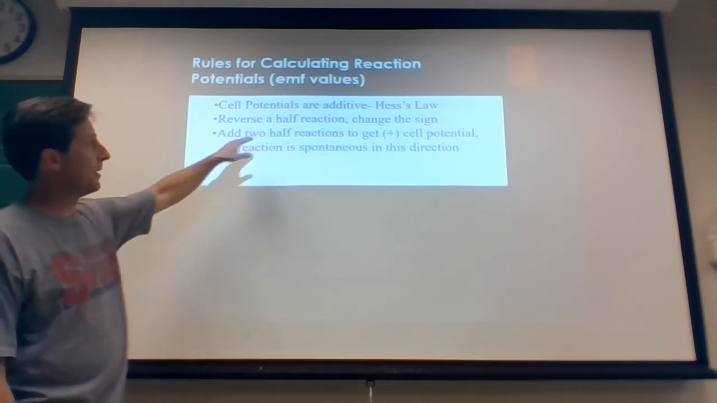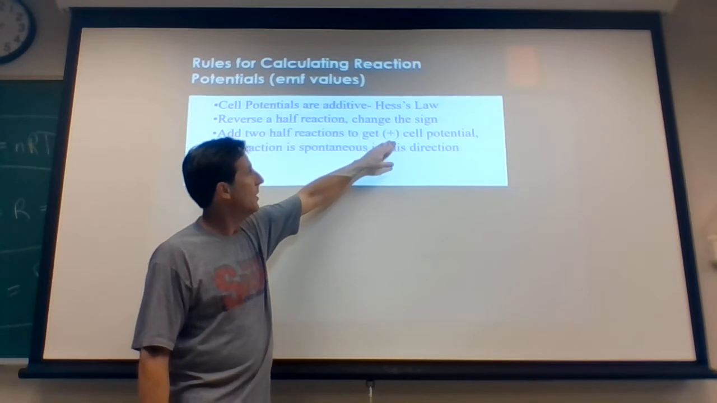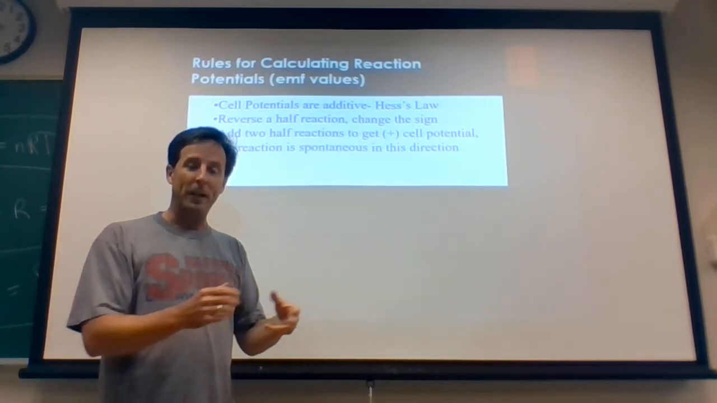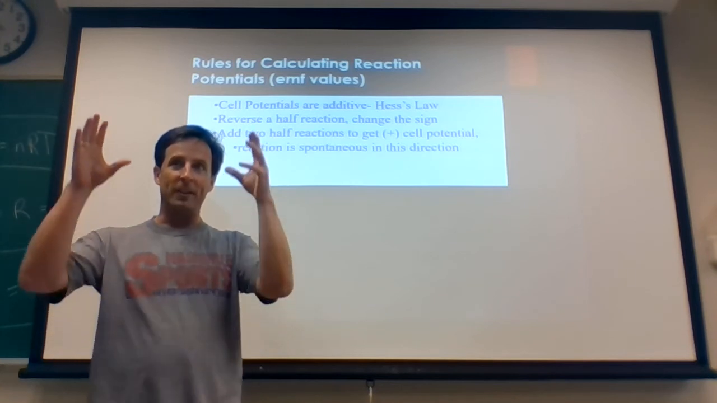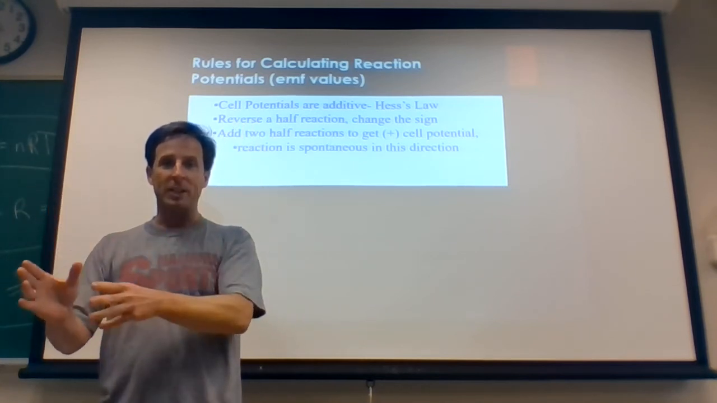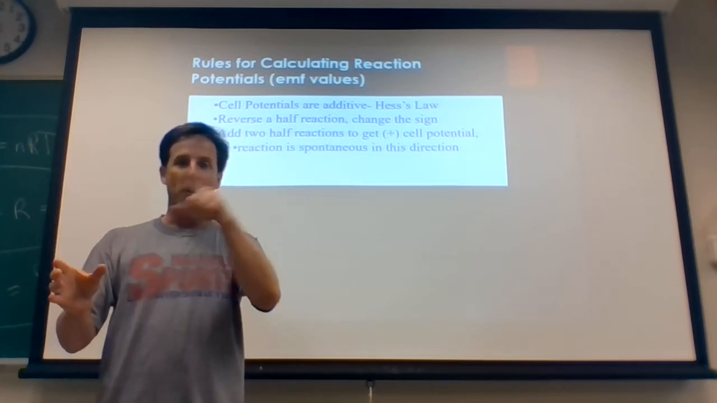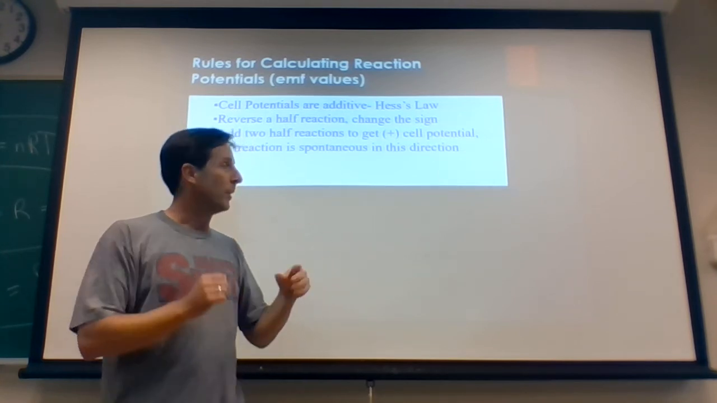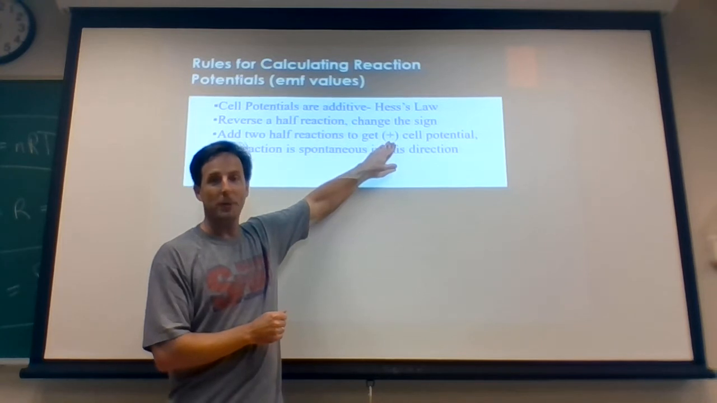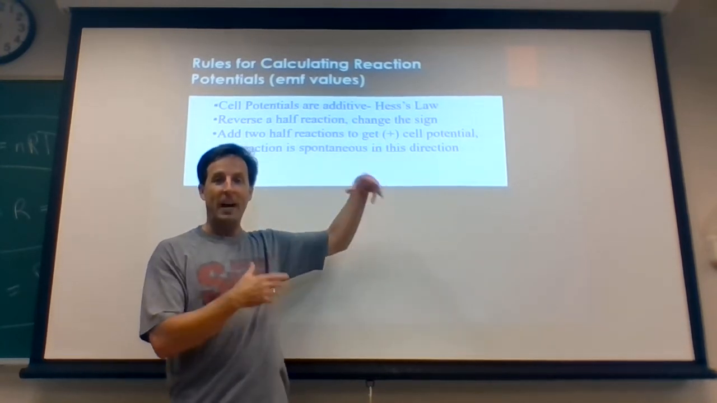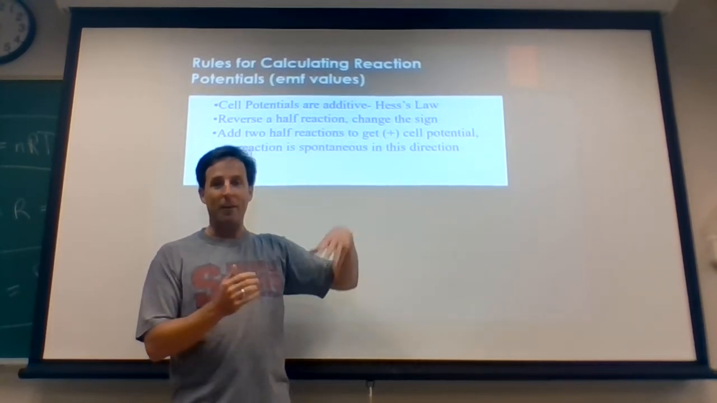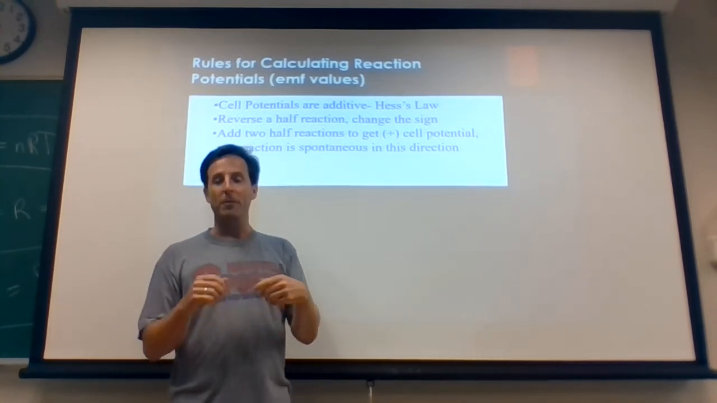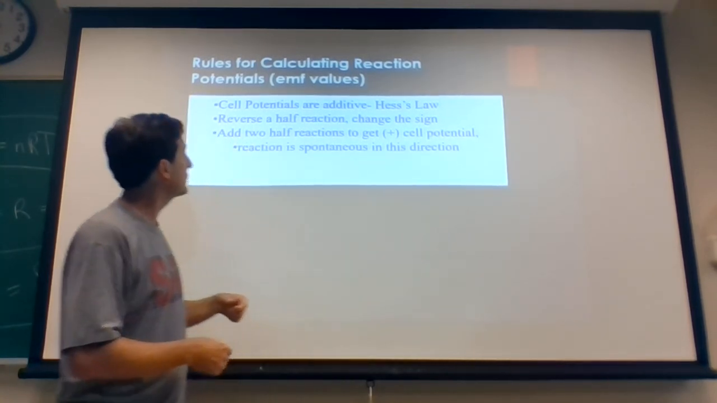When we add two half reactions to get a cell potential, if we want it to actually be the reaction that's going to happen, meaning we assign the anode where oxidation is, and we know electrons are going to flow to the cathode. If we want electrons to flow the way we want them to, then we need to make sure we have a positive cell potential. Because if the E value is not positive, then that reaction is not really going to happen. The electrons will actually want to go the other way if you have a negative E value.